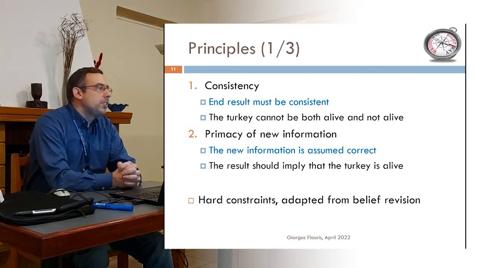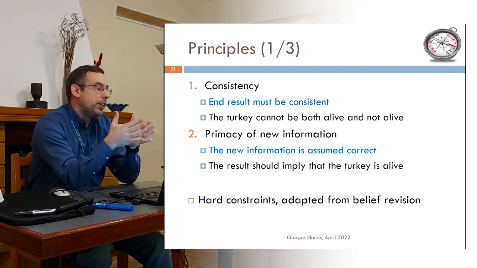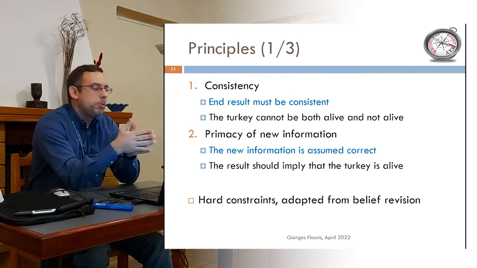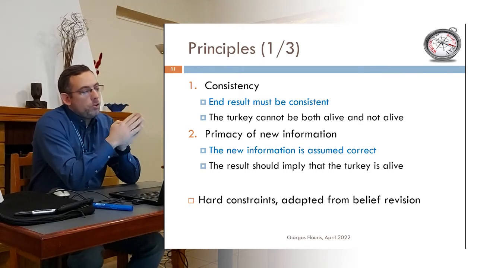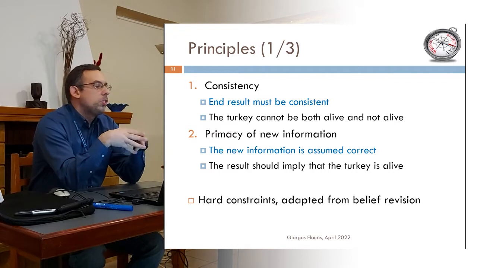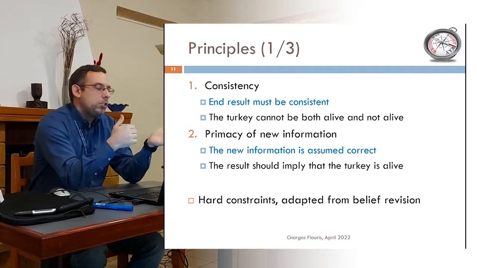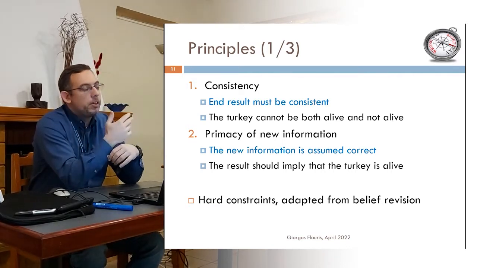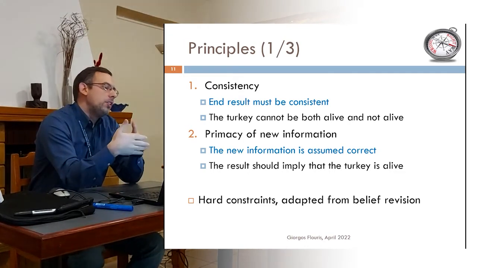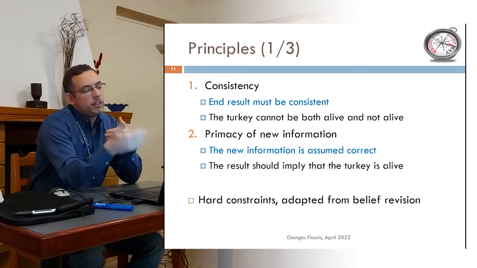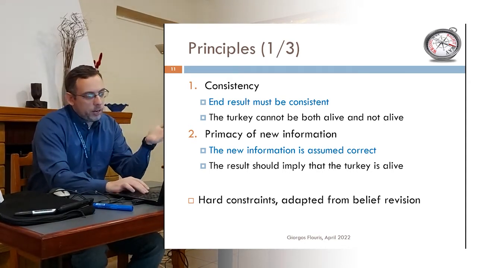Consistency means that the end result must be consistent. After I revise my beliefs, I cannot end up with a knowledge base that is inconsistent, because then belief revision didn't actually do its job. The second principle that we follow is the primacy of new information. So we assume that the new information is always correct. Some could say that maybe the new information is less reliable than the old one. Okay, let's not get into this discussion. Let's assume that we believe what we observe now more than what we had observed some time points ago. So these are both hard constraints.